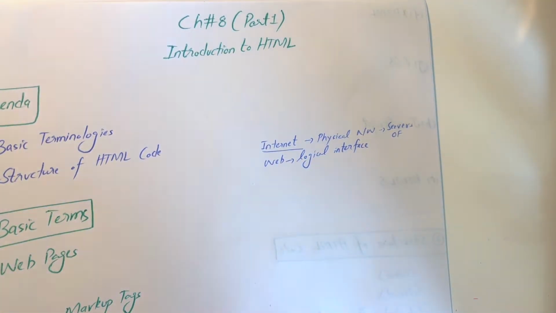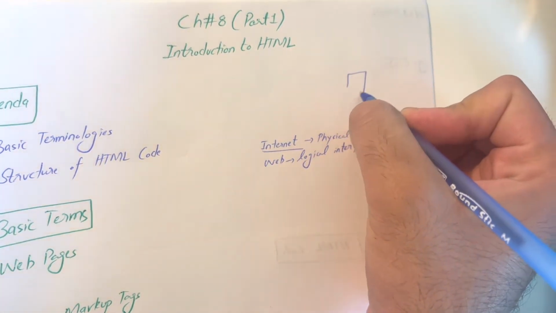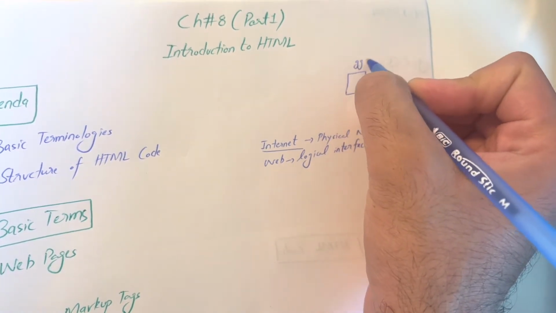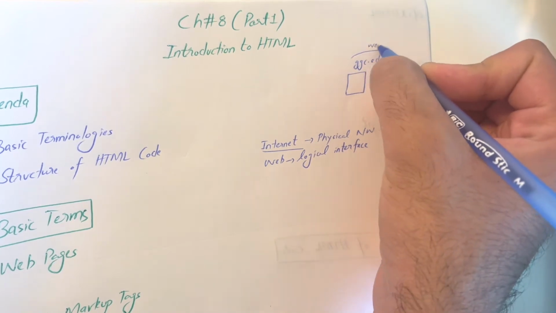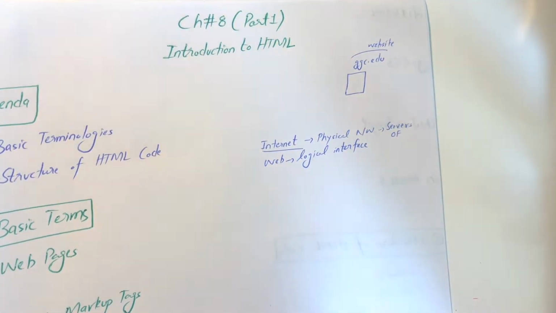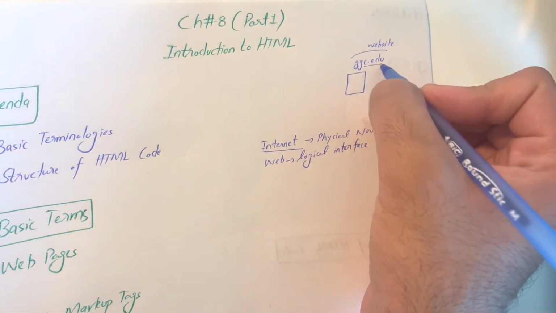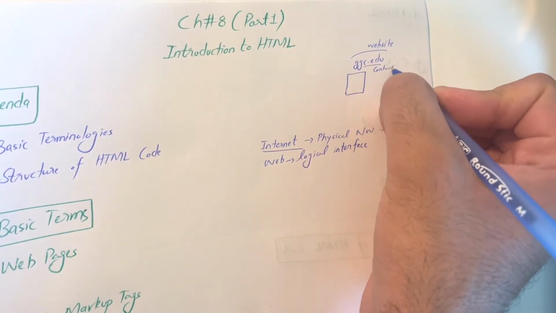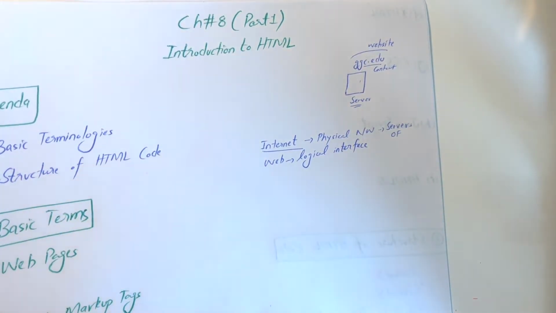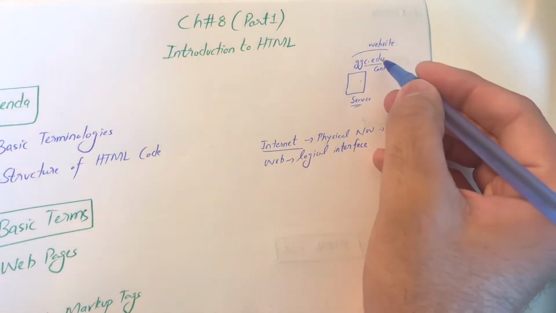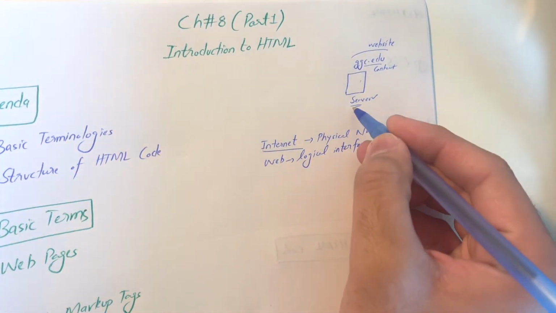For example, let's say this is a web server, and let's say this web server's name is ggc.edu. This is basically called a website, a URL, a domain name. Typically we call it a domain name. The website content itself is stored on the server, and the server is basically part of the internet.